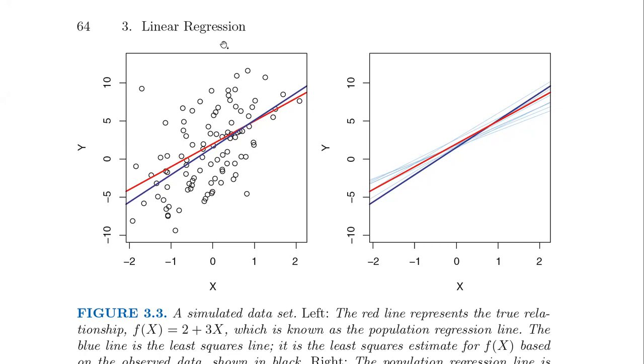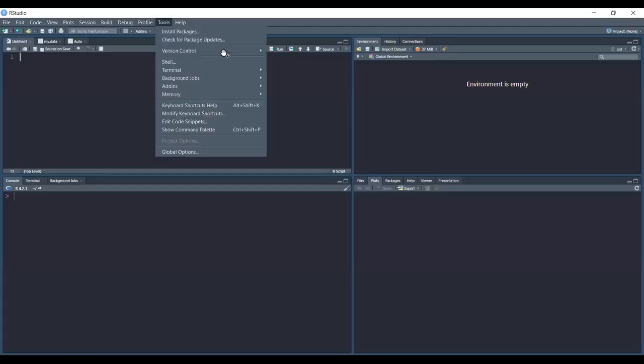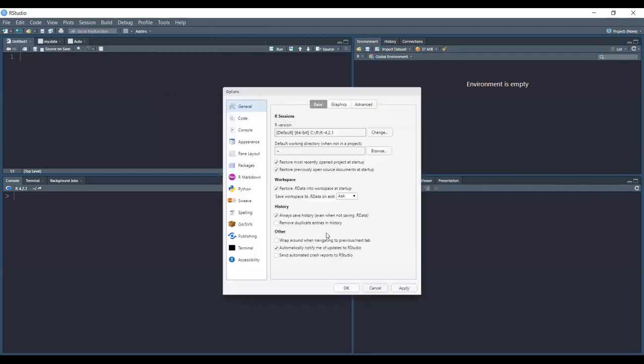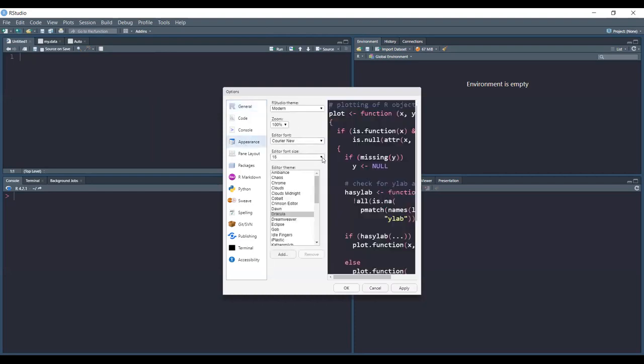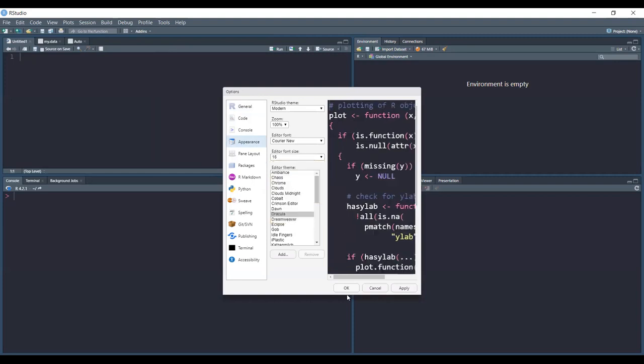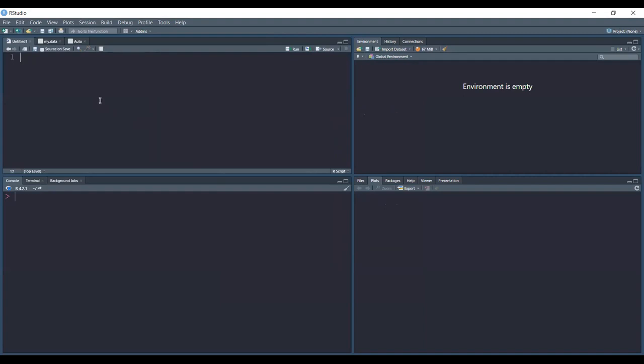Let's move to R. Might even increase my font size slightly. So that would be under, not appearance. Yeah, it is appearance. So let's do it font 18. So that's this over here. And we need to generate, and we can include it as a comment, generate 100 observations, 100 x comma y observations.